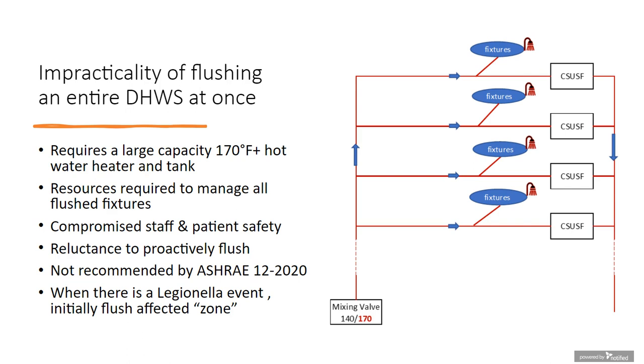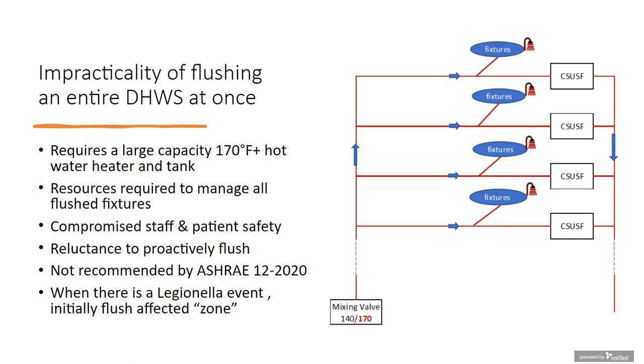And then you can imagine if you were sending 170-degree water through all those branches and all those fixtures at one time, the hot water capacity that you would need would be tremendous, to do it all at one time and to do it for 20 to 30 minutes. Also, the resources required to manage all those fixtures being flushed at 160-plus degree water would be a very difficult task. And again, you're compromising staff and patient safety, and so there is that reluctance to proactively flush.